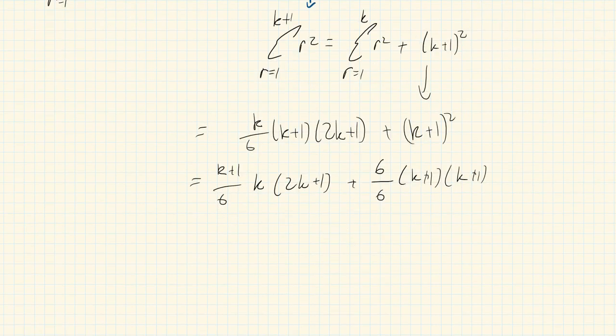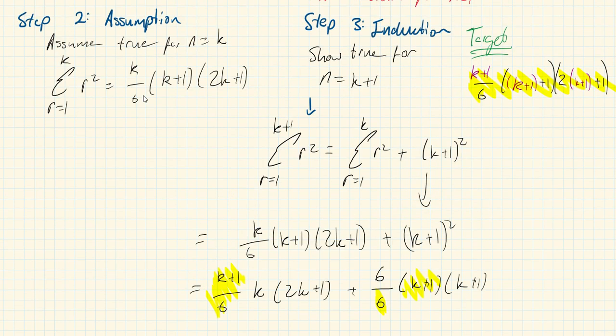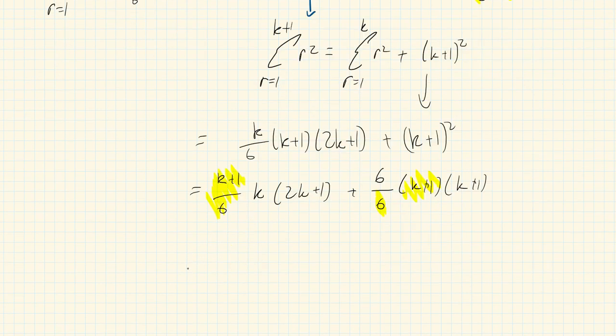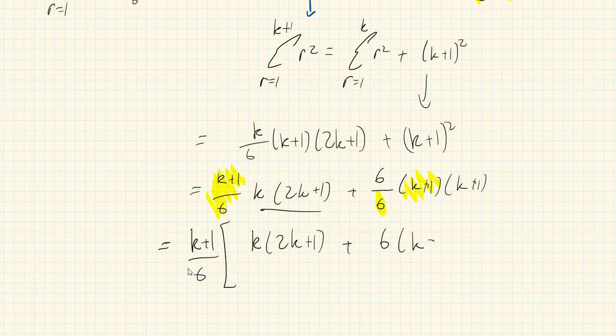Right, now what we can do is both of these terms have a k plus 1 over 6 and k plus 1 over 6. And if we think back to our target formula, we need to pull that out. Okay, so that's why we've made that decision. We'll worry about what we've got left over in a second. So this is equal to k plus 1 over 6. And then if we factor that out from the first part of our expression, we're left with k lots of 2k plus 1. And in the second part of our expression, we're just left with 6 lots of k plus 1.